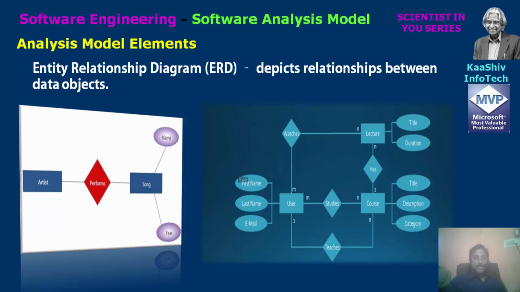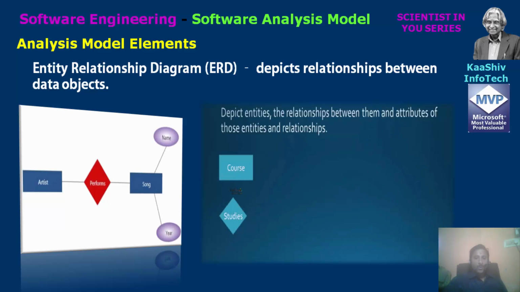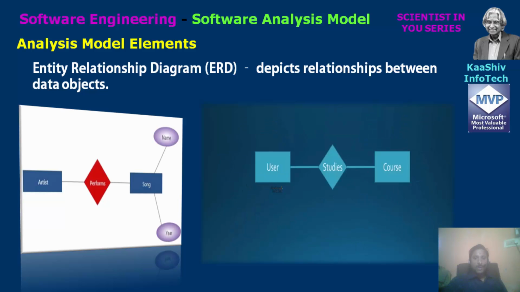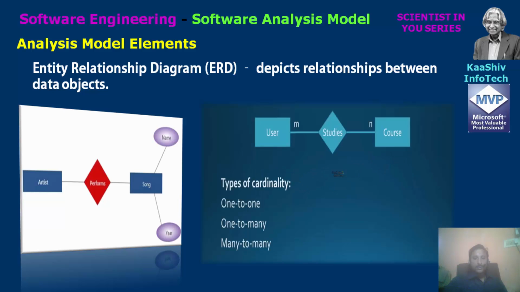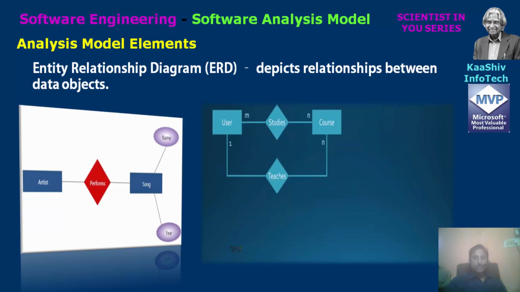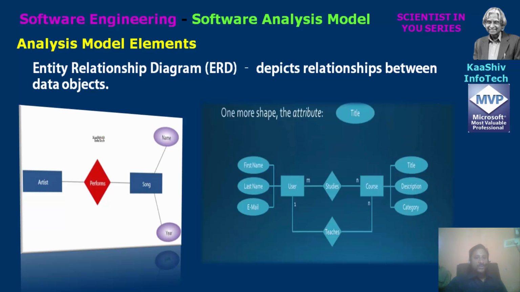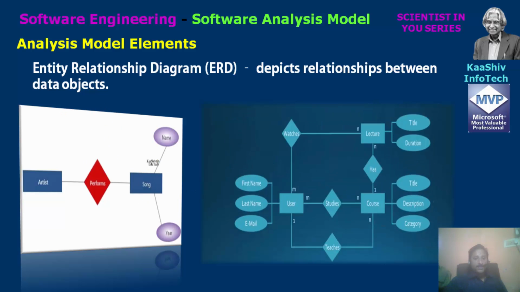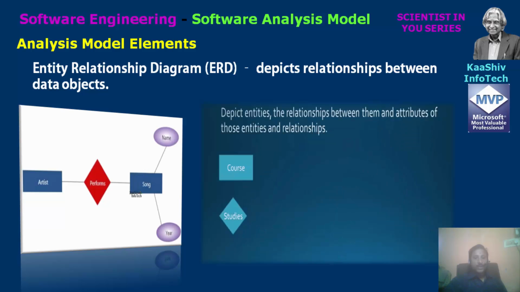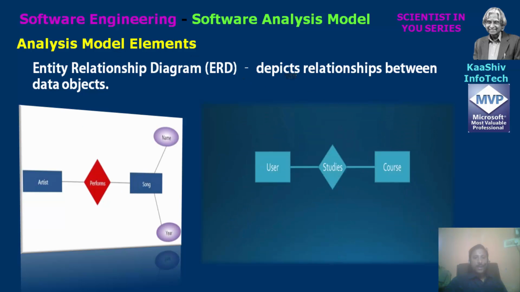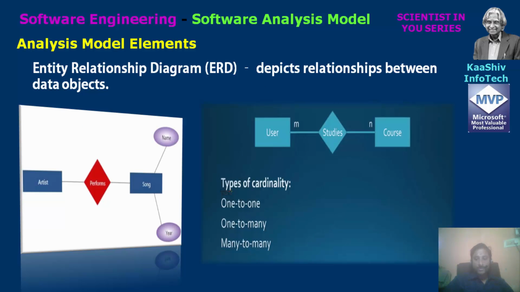And this provides the cardinality. What is cardinality? It's nothing but how the entities are related: one to one, one to many, and many to many. For example, one professor can teach multiple students, so that is one to many. That's how your ER diagram, or entity relationship diagram, will be.